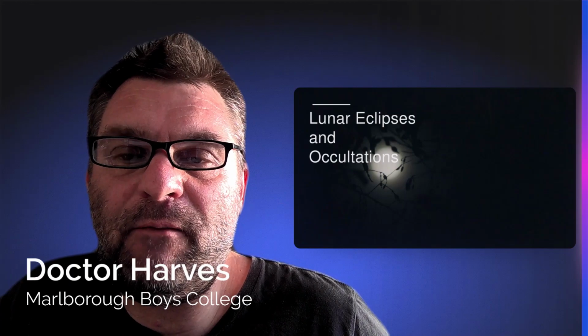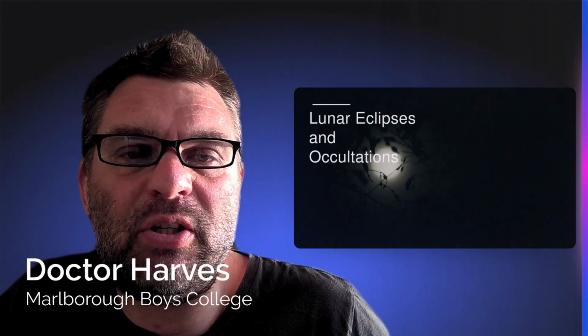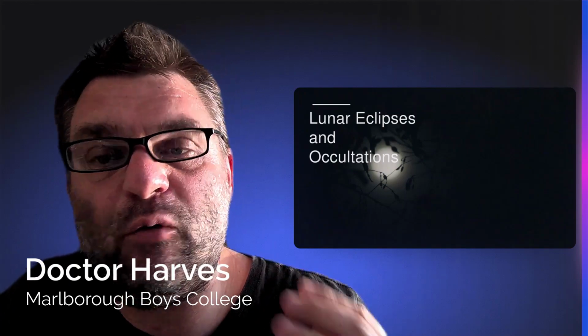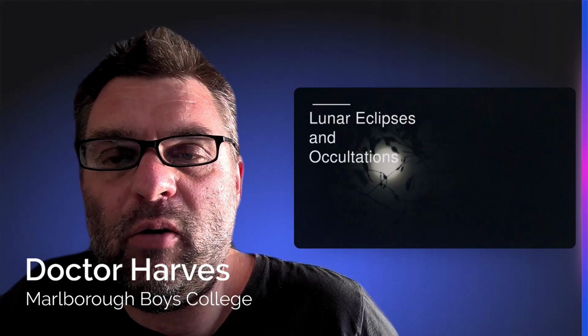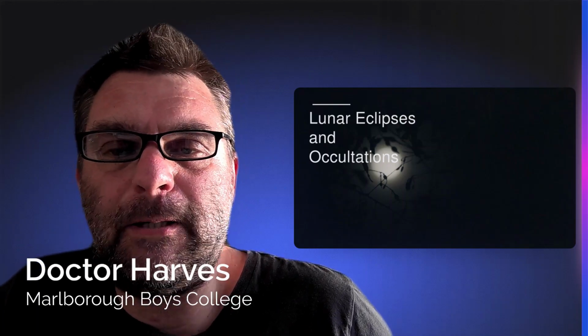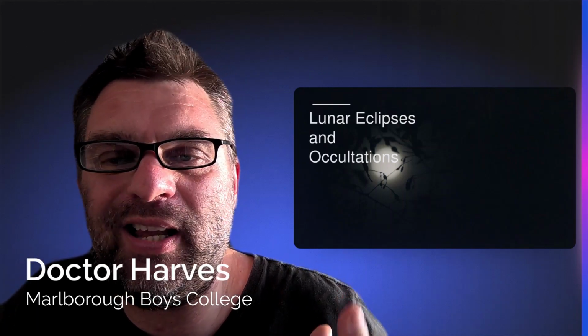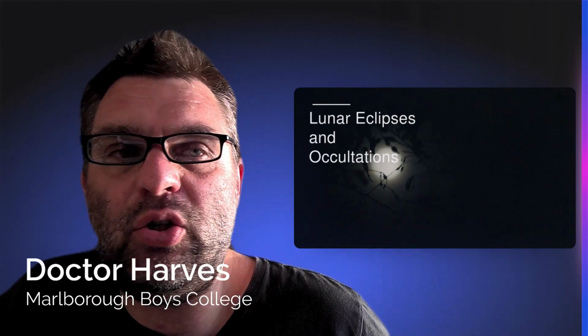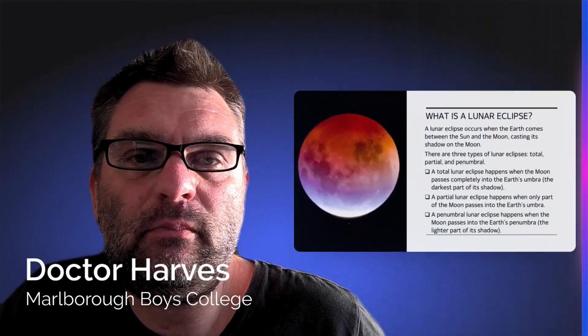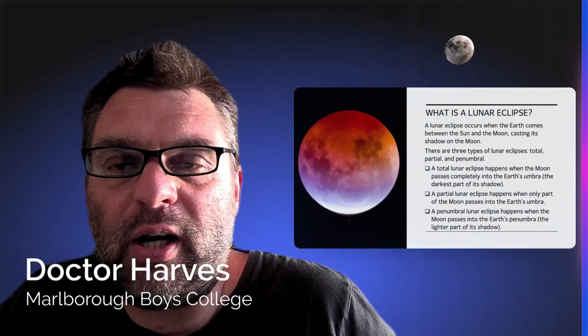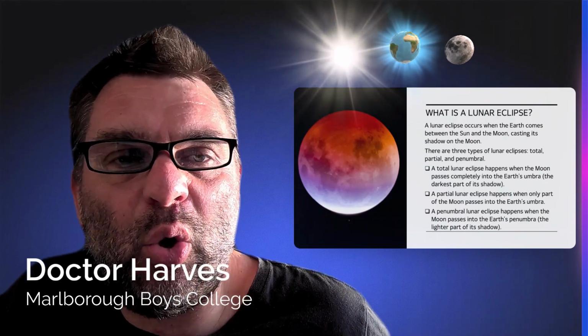Continuing on and finishing up with lunar eclipses and occultations for the Moon part of this course. This will be more around the astronomical event internal that you could be working on. So what is a lunar eclipse? We touched on this earlier in the course.